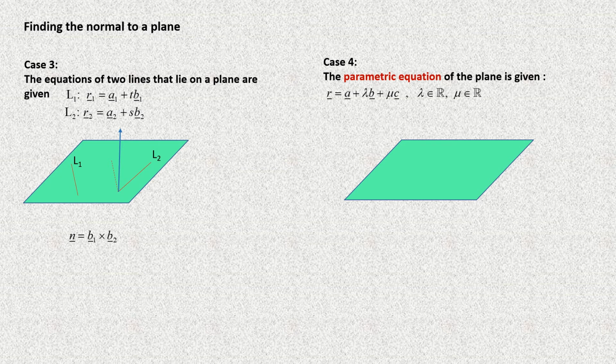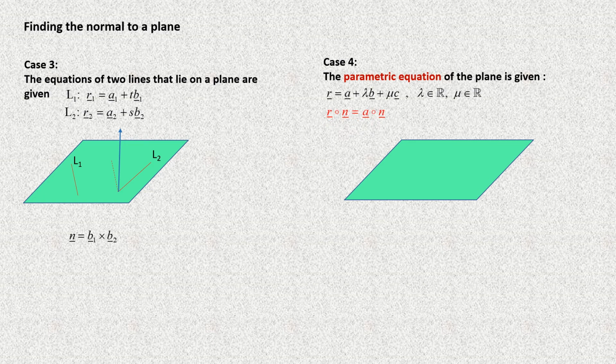Now, case number 4. You only have one piece of information. The parametric equation of the plane is given. No point is given, no line, but a parametric equation of the plane. So you must understand the meaning of parametric equation compared to the usual equation of the plane.